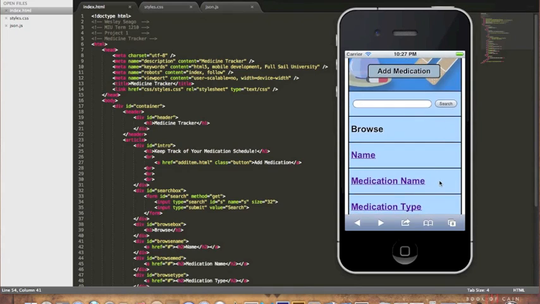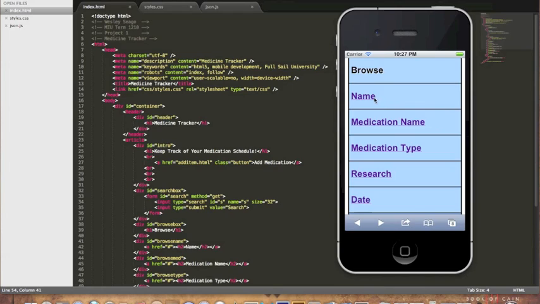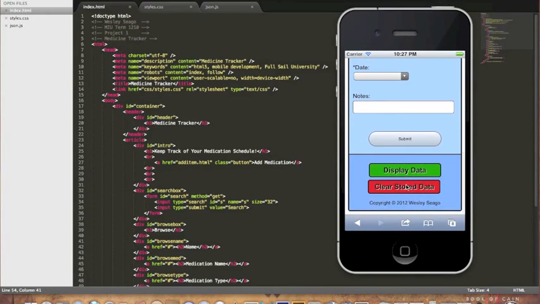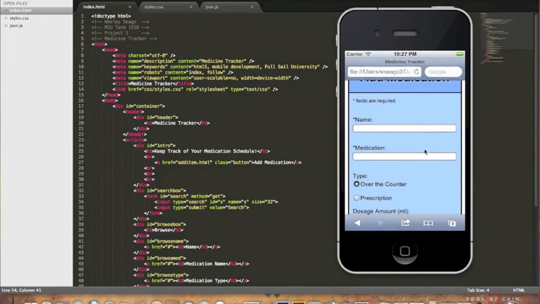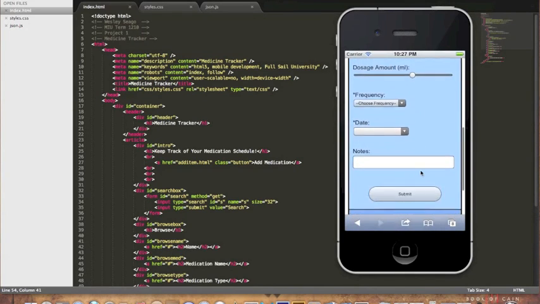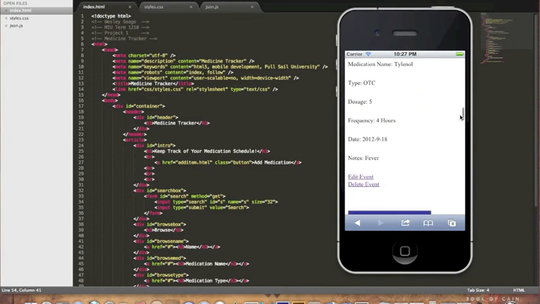And of course, in my browse section, I just put some links. The name of the person that's taking the medication, what type, the name of the medication, a little research block because I only really had 4 good categories, and of course the date. I did go in and add my 20 JSON data files here, so I'll show you that real quick. The data goes in and displays. Got quite a bit.